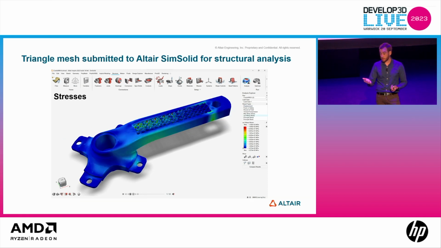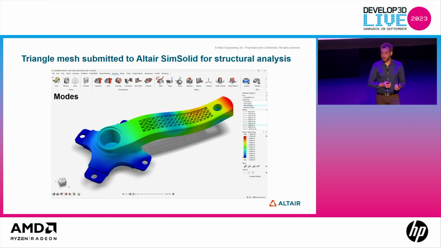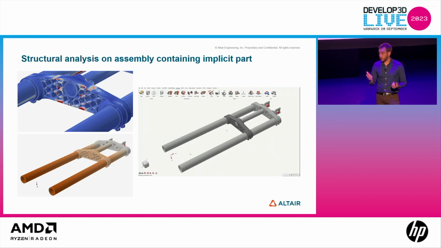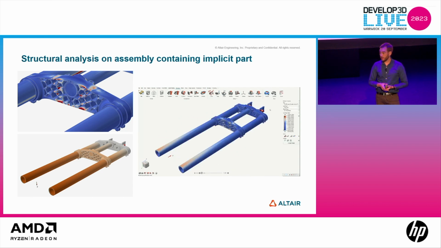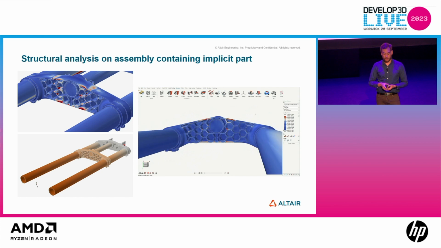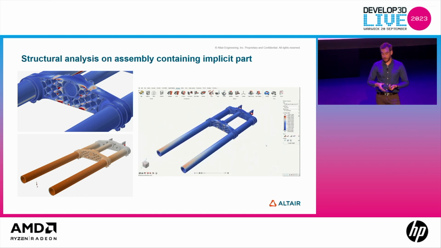So you can get the displacements, you can get the stresses on here, you can get the modes, and you can also even do a full assembly with one component in there that's an implicit part, or actually it's a combination of an implicit with a non-implicit part in an assembly of 20 parts, and run an analysis of this and visualize the results there.